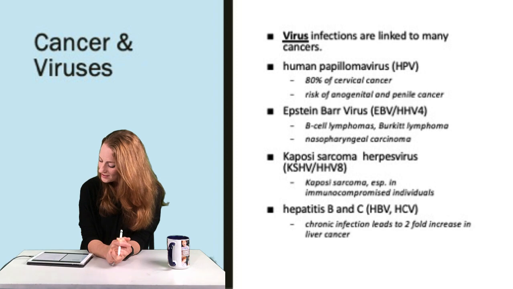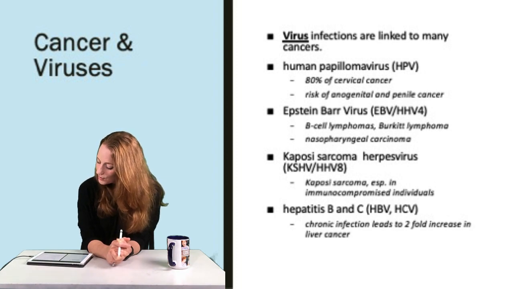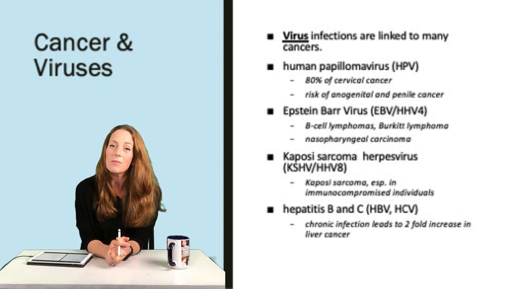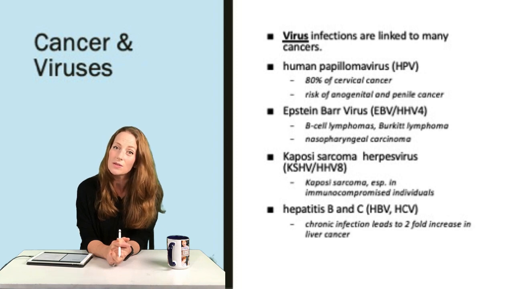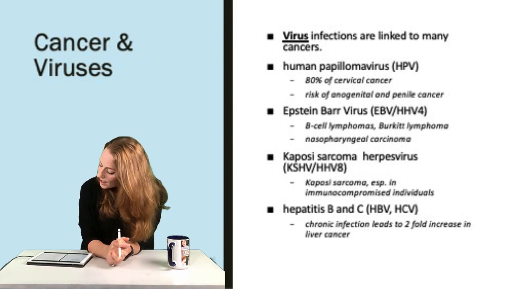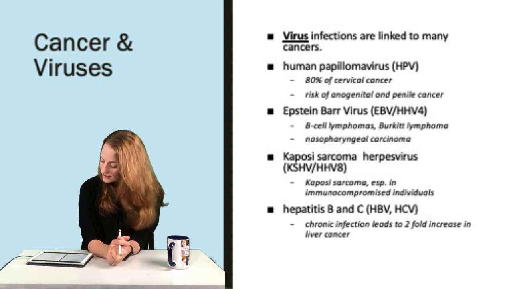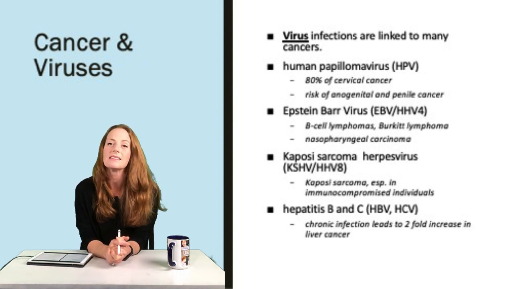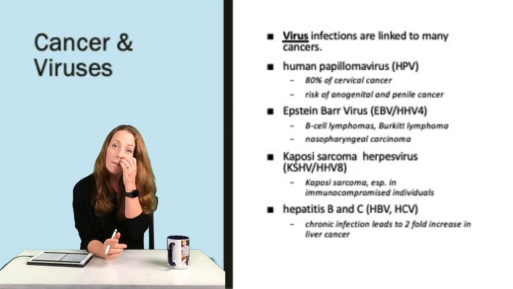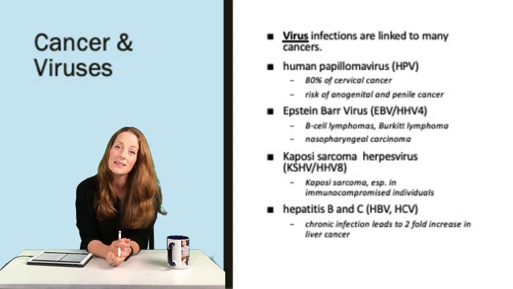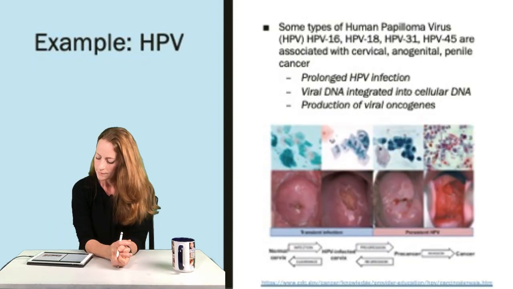Kaposi sarcoma herpes virus causes Kaposi sarcoma, especially in immunocompromised individuals. And then there are hepatitis B and C. These chronic infections can lead to a twofold increase in liver cancers. There are many others and still others yet to be discovered.